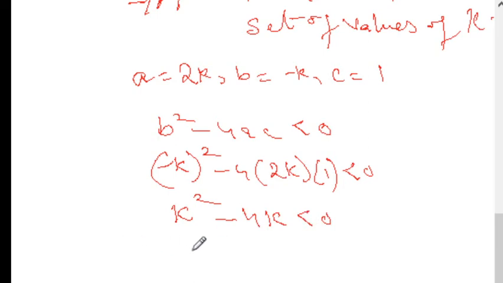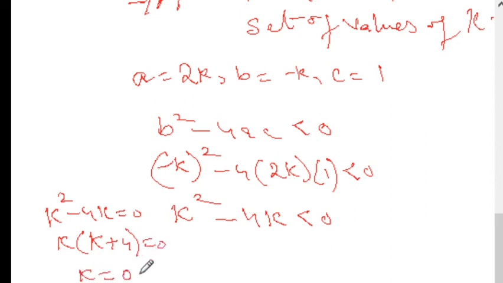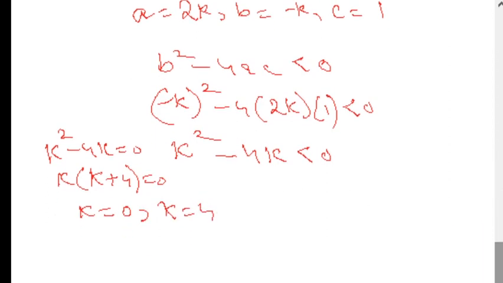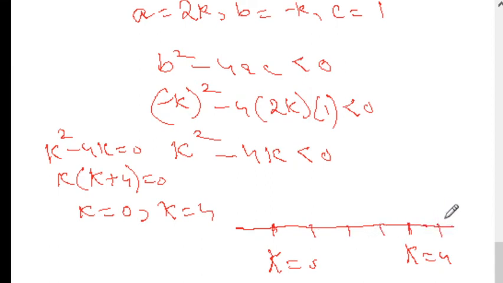Now see, if we equate k square minus 4k equal to 0, we get k common, k minus 4 equal to 0. So k is equal to 0 or k is equal to 4. These two values we got. Now just like the previous question, we do here. k is 0 and k is 4. 1, 2, 3, 4. Let's say here is k equals 5.